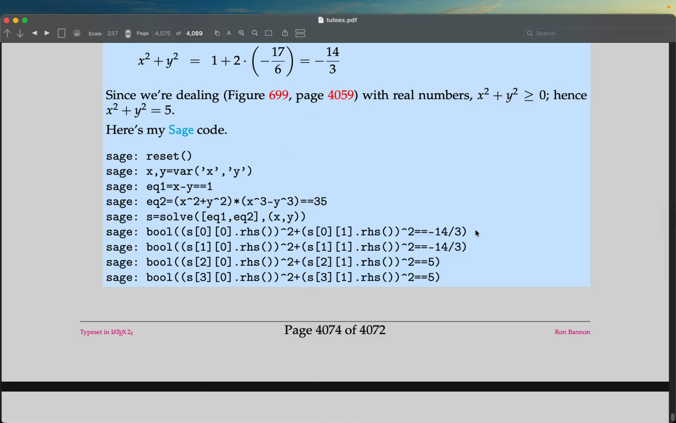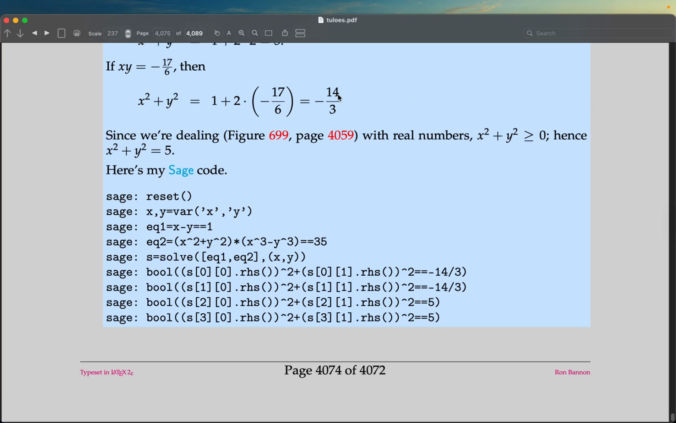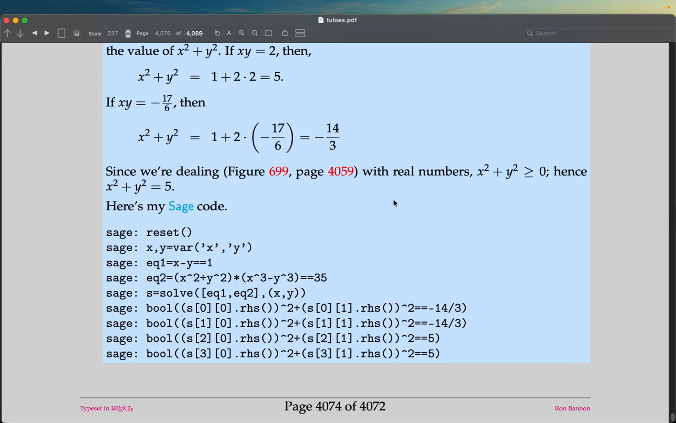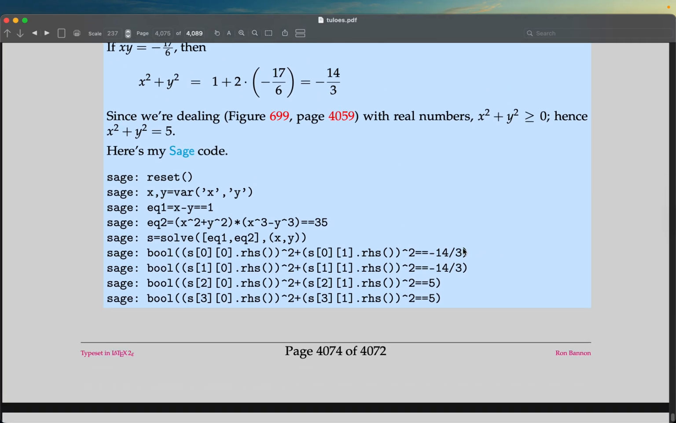Now, what are these things over here? It's me looking through those solutions and making sure that it gives me 1. So the real ones will give me minus 14 thirds. I'm sorry, the complex one will give me this number, and the real ones will give me 5. So let's go through that. Copy paste these things over here. And the reason I'm copy pasting is it's a little bit tough to type in.